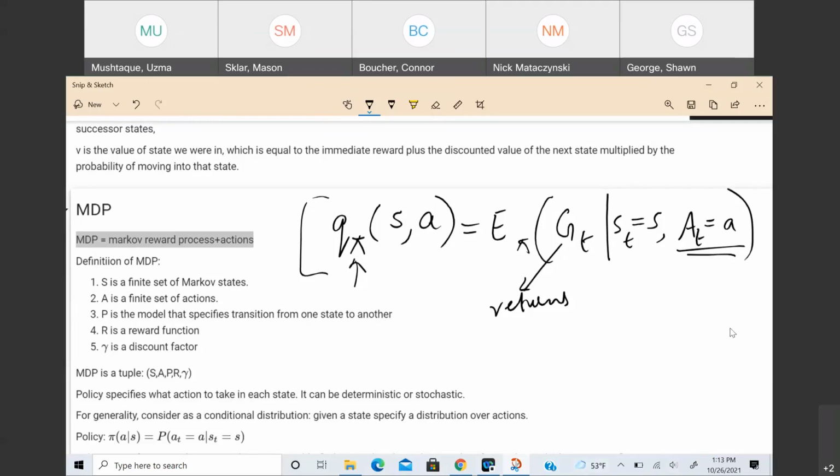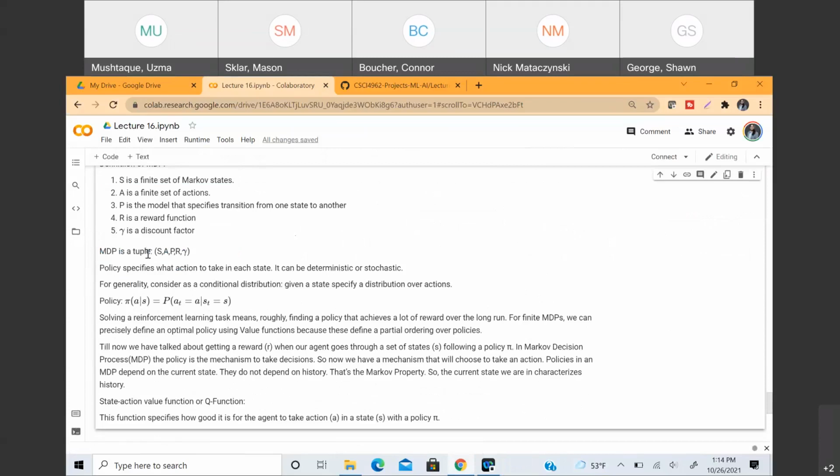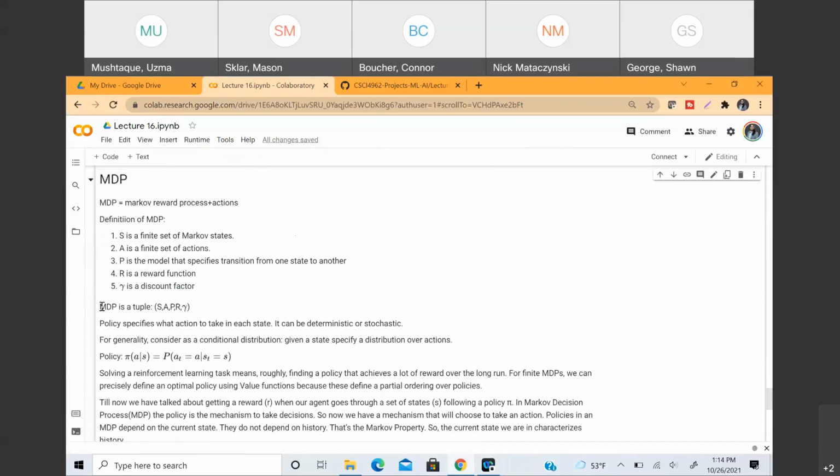It makes my life easier, and it has a very nice recursive form that can be solved using a lot of different approaches. Dynamic programming is one of them. We'll look at it next time. But here, if you look at this MDP and at other research papers, you see that an MDP is defined by S, A, P, R and this gamma. So whenever you see that, that's all you have to specify. S is a finite set of Markov states. What are those finite set of states?